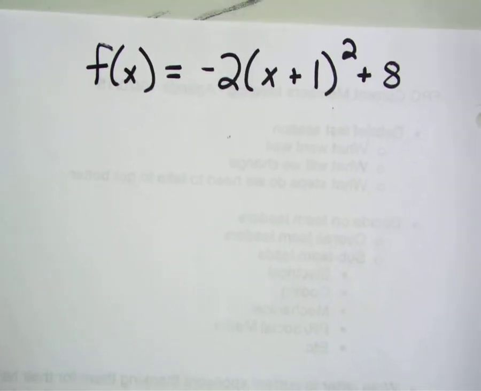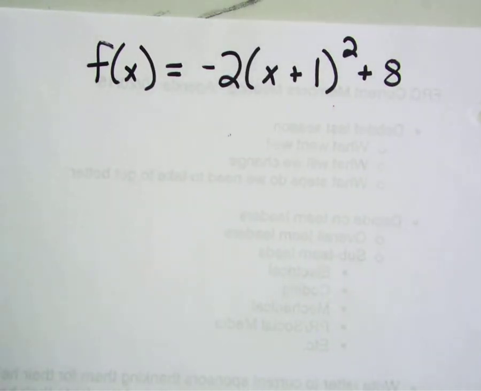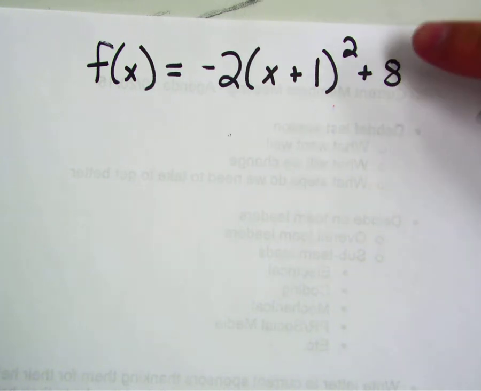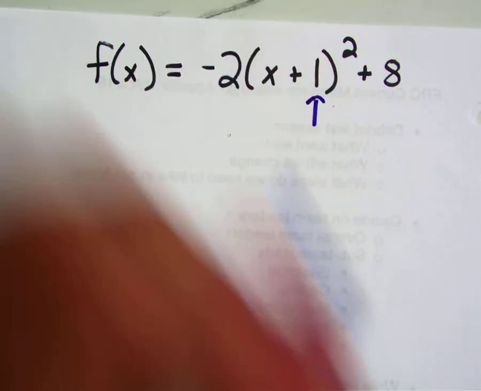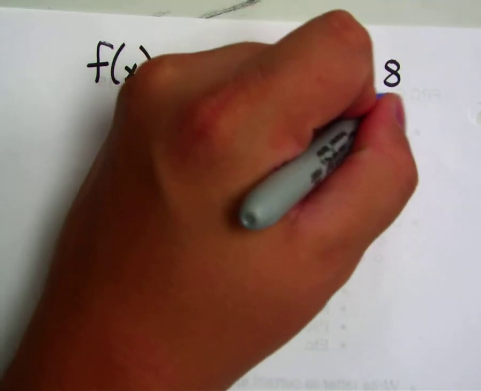We've got f of x equals negative 2 times the quantity x plus 1 squared plus 8. And so first of all, what we're going to look for is the vertex. We're going to go ahead and graph that and take a look at what this function looks like. So the vertex is going to come from our h term, which in this case is this 1, and the k term, which is our 8.